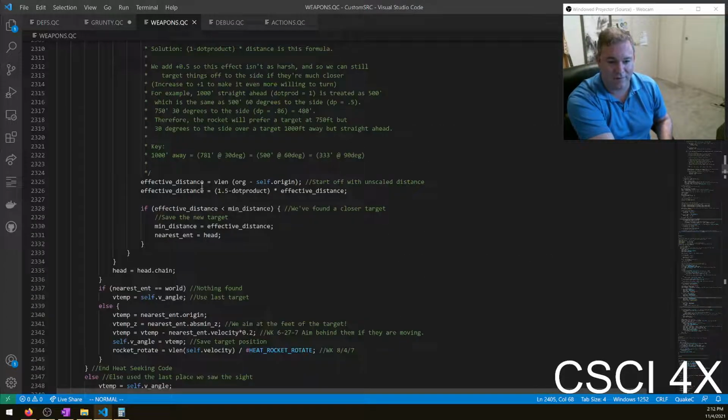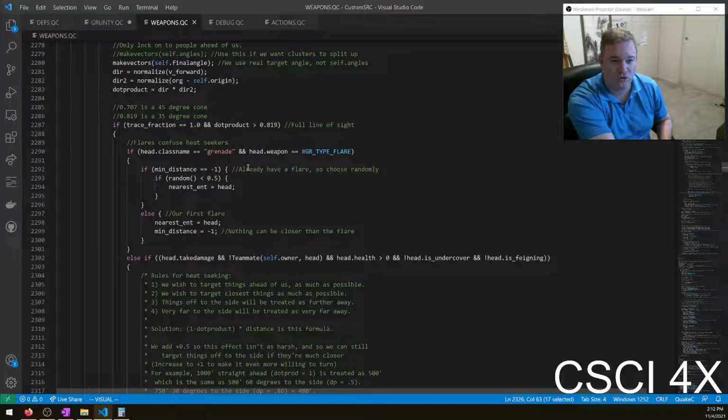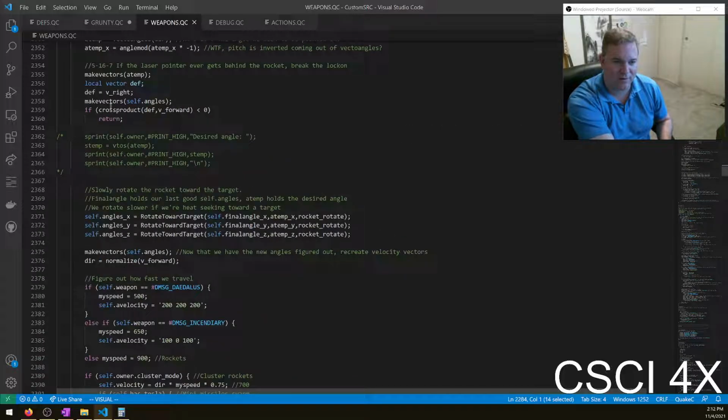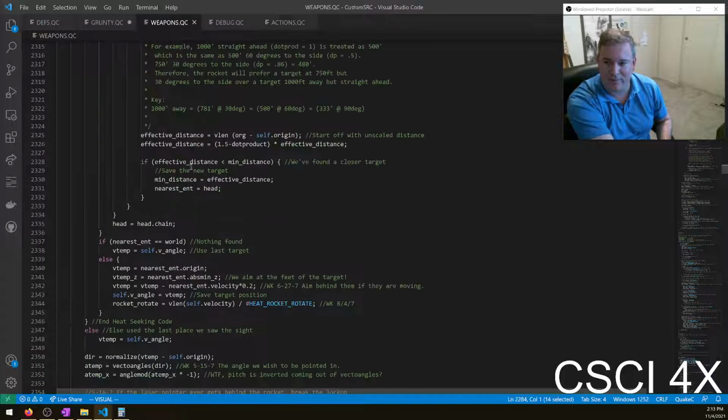With the heat-seeking code, you can see it's doing a vector length to see how far away they are, and does a dot product. There's a dot product, yeah. If you just multiply two vectors in Quake C, it does a dot product. I don't know why I didn't do a dot product down here. There's probably some reason for it. I just don't know what.